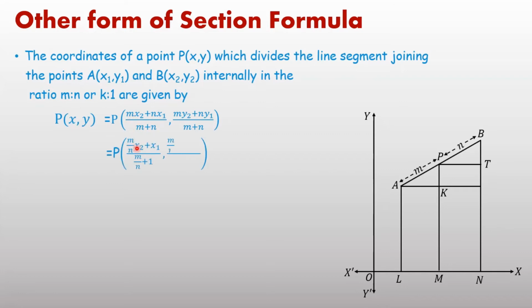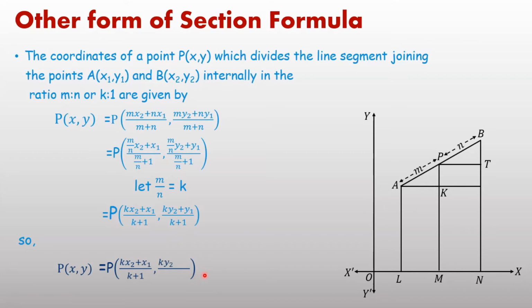(M upon N X2 plus N upon N X1) whole upon (M upon N plus N upon N, means 1), comma, (M upon N Y2 plus N upon N, means Y1) upon (M upon N plus 1). Now assume M upon N as K. In place of M upon N write down K. Again you are getting section formula in other form as (KX2 plus X1) upon (K plus 1), comma, (KY2 plus Y1) upon (K plus 1).